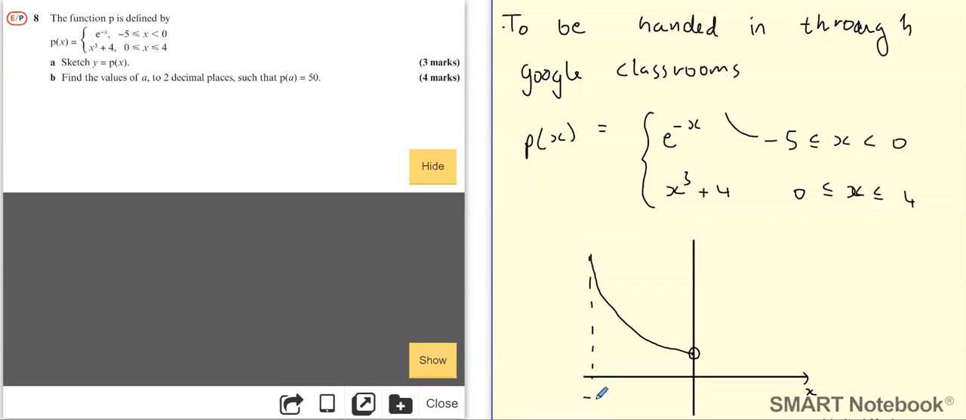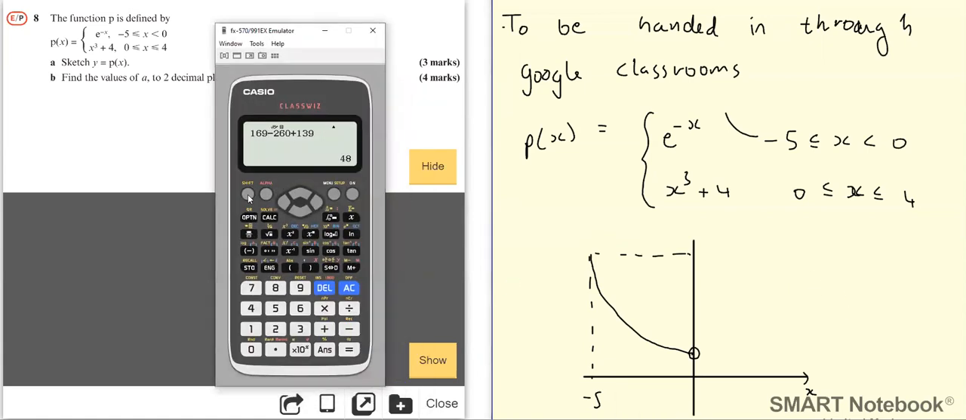And when x is -5, this value up here is going to be e to the -5, which is, wait, hold on, e to the minus x, so it's -5, which is 148.